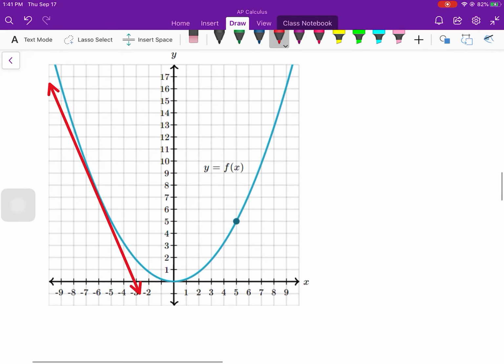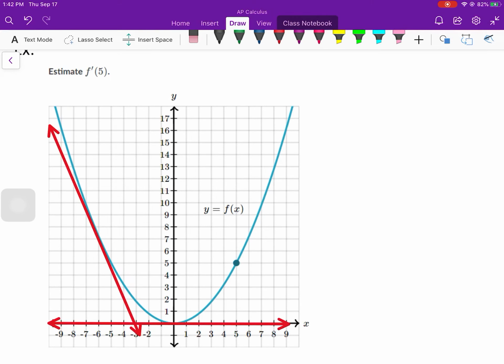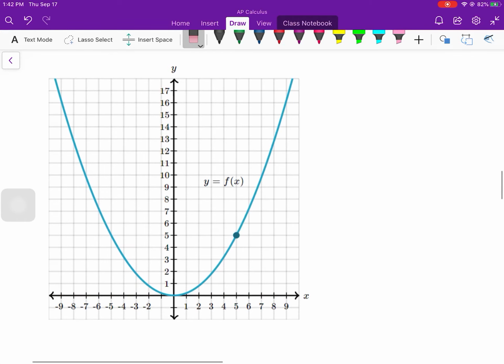So what about the slope right here at the very bottom? If I were to draw a slope on the very bottom right here, going through this point on the parabola, you'll see the slope is 0. So we're trying to focus on the slope. So what would the slope be of this point? And we're just going to estimate it.